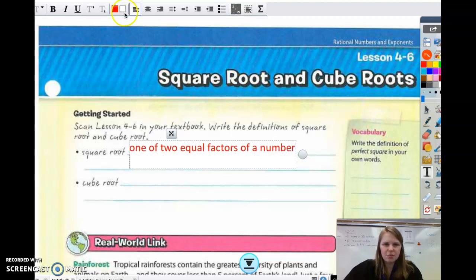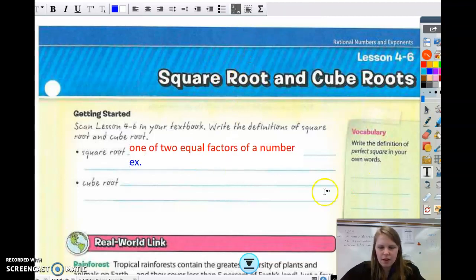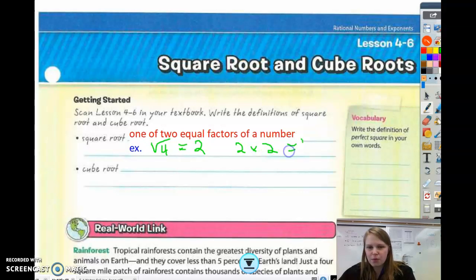So I'm going to do an example, and change colors here. I don't know if I can type in the symbol that we want. Let's see, nope, doesn't give us square root. Okay, so as an example, the square root of 4 is 2. So what that means is 2 times itself gives you 4.